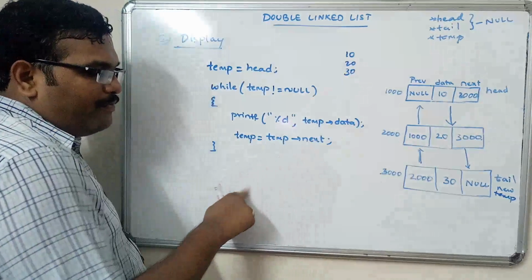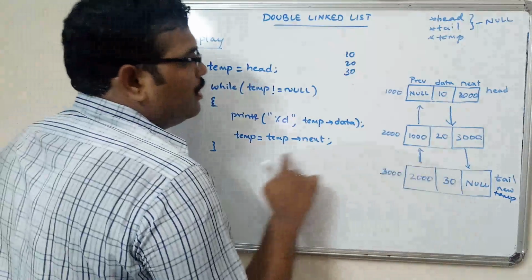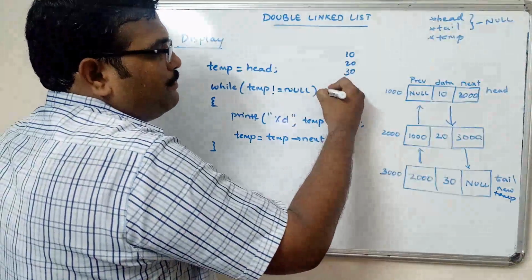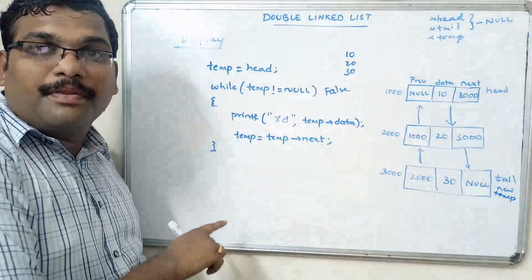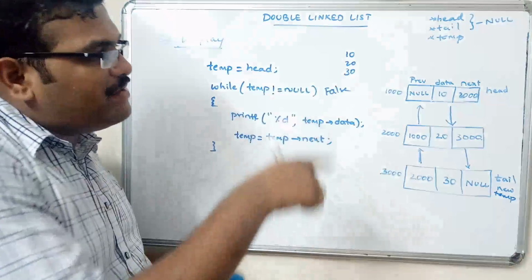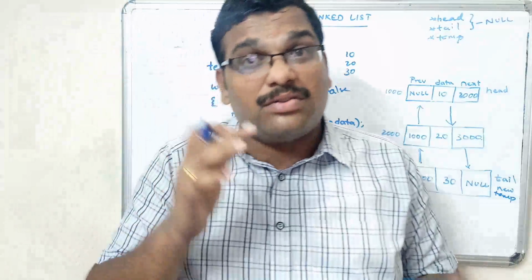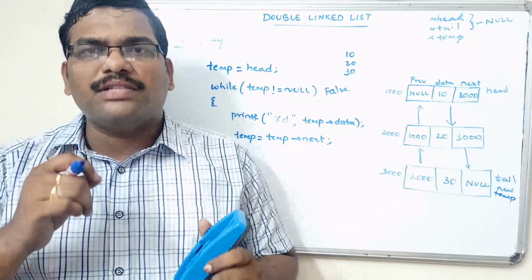Temp is equal to temp of next. So what is the temp of next? Null. So temp is equal to null. Again, temp not equal to null? The condition is false. Automatically it comes out of the loop. Right? So in such a way we can display all the elements of all the nodes of a double linked list. Right? So the concept is very easy.